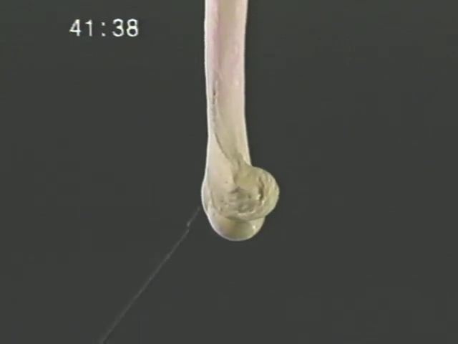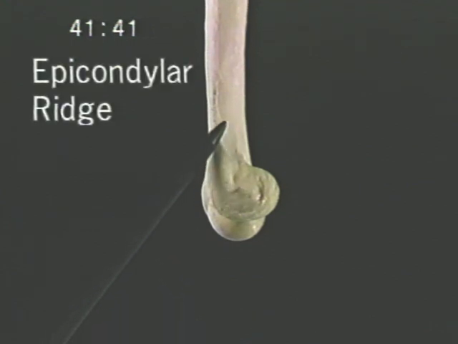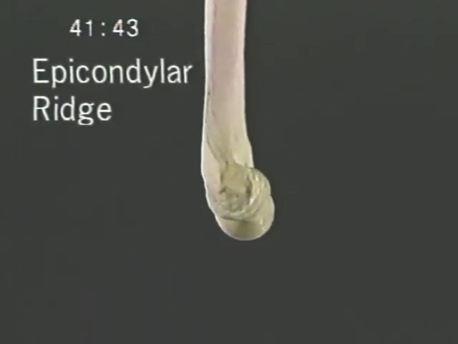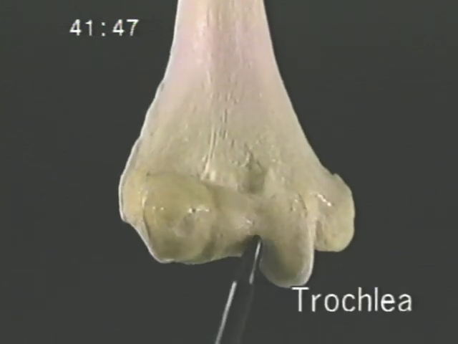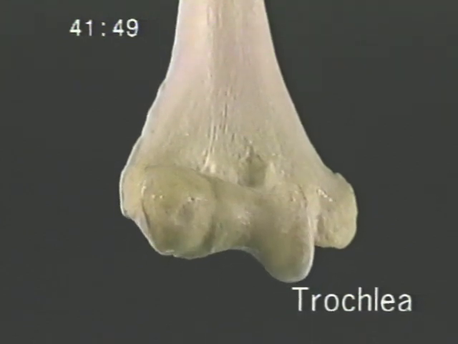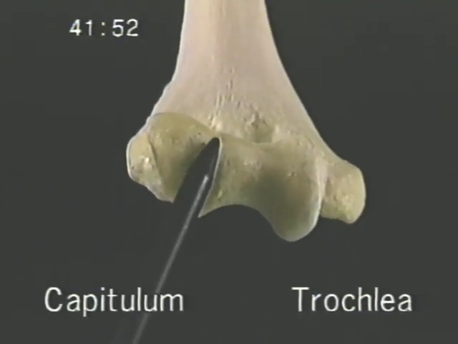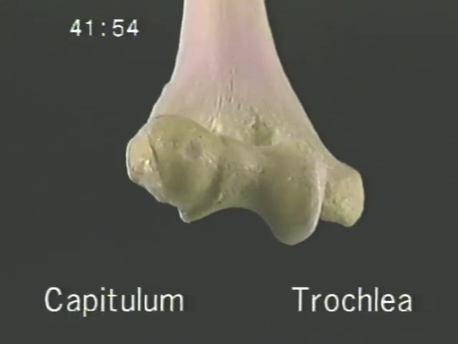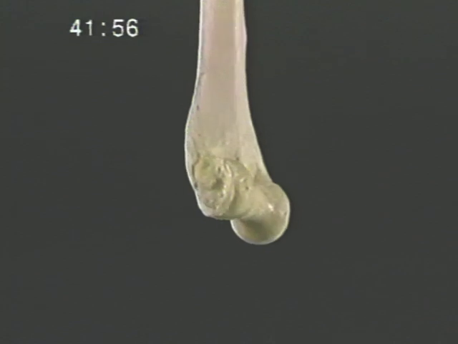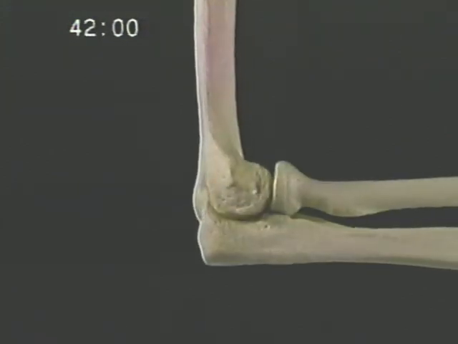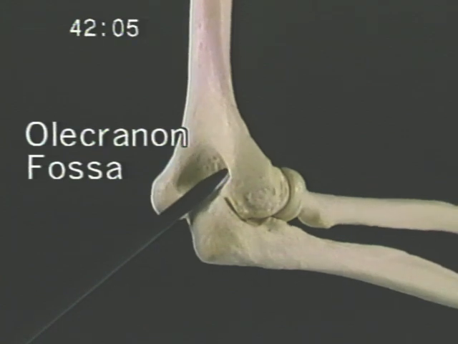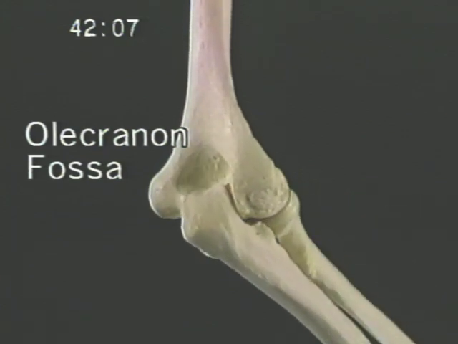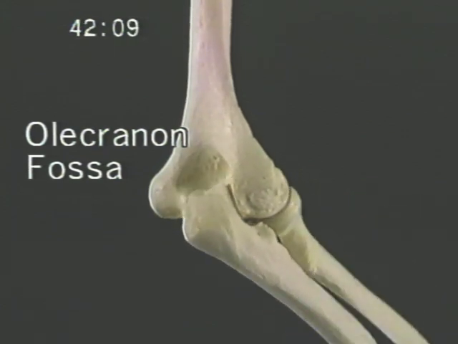Above each epicondyle is a ridge, the epicondylar ridge. Here's the lateral one. The articular surface is in two parts. The pulley-like trochlea articulates with the ulna. The rounded capitulum articulates with the radius. Now we'll add the radius and the ulna to the picture. The big hollow on the back of the humerus, the olecranon fossa, accommodates the end of the ulna, the olecranon, in full extension.